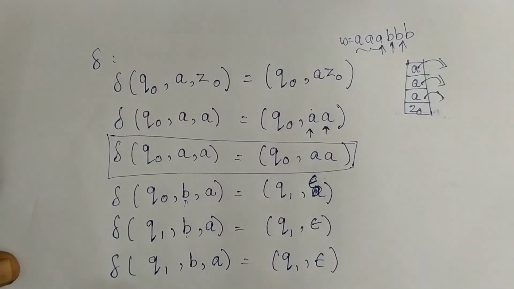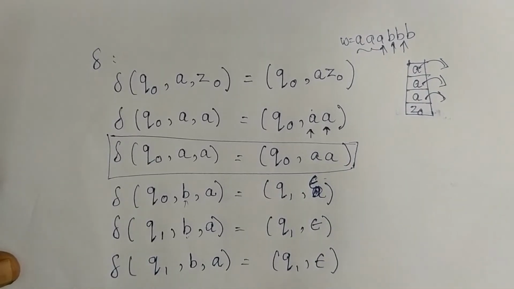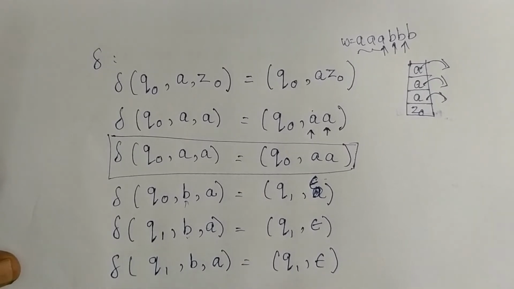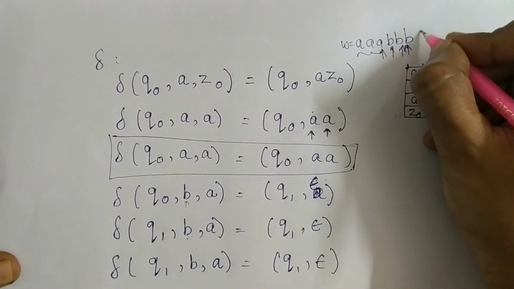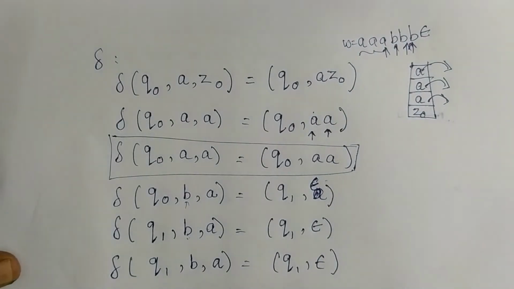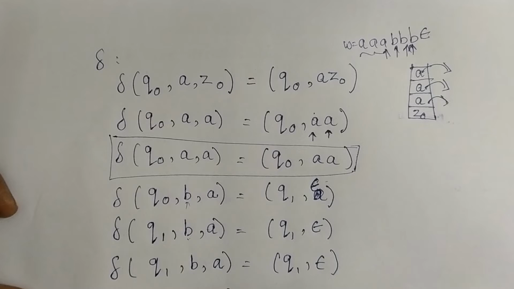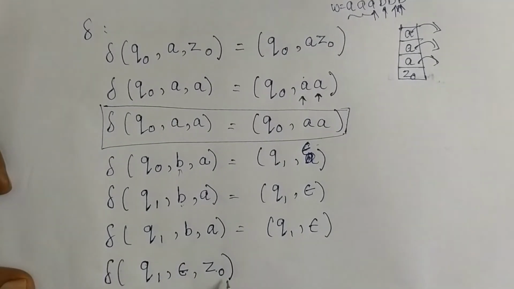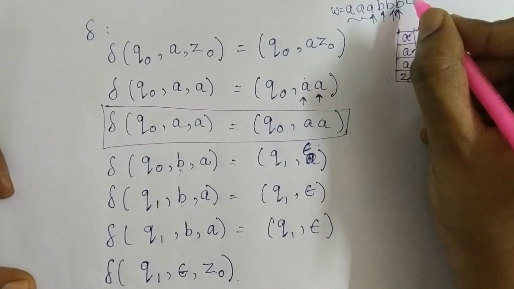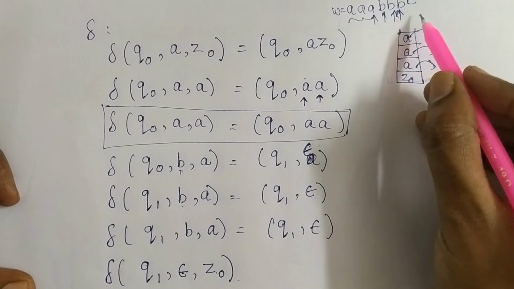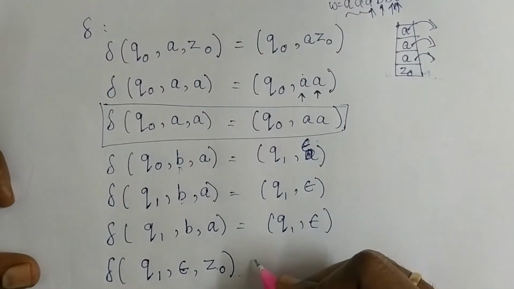The next transition is Q1, and after completing all these three B's, we are reading epsilon, and what is on the top of the stack? Z0. I already said that when we see epsilon and Z0, we have to understand that we have reached the end of the string. We have completed reading the string.